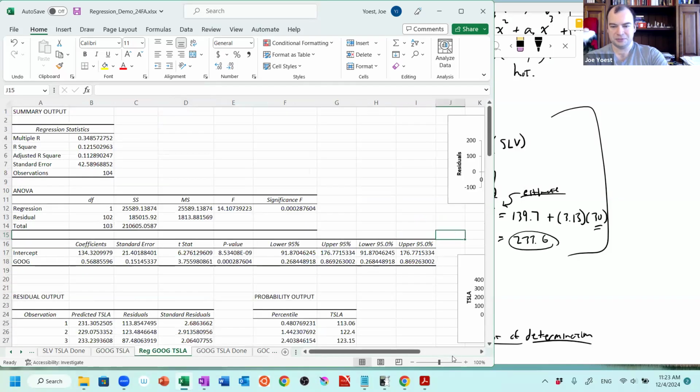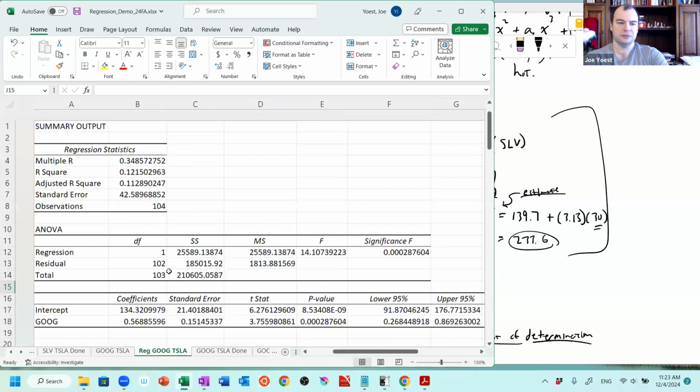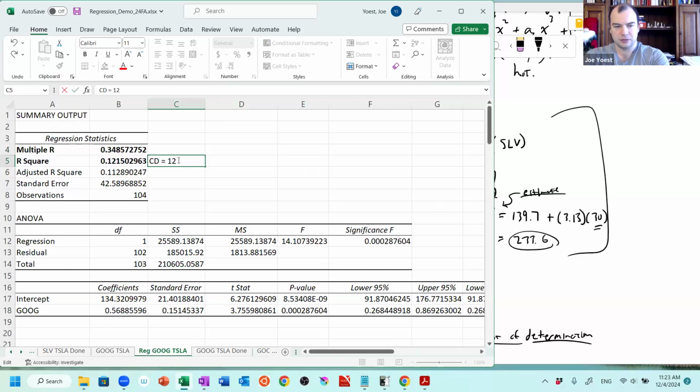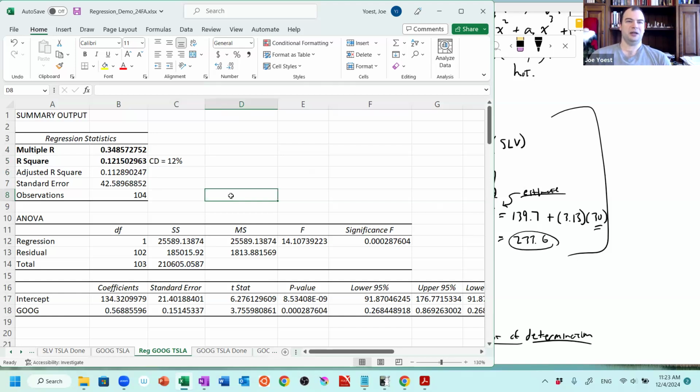When I run the regression, again, I see my two important numbers up here. My R, my correlation, but importantly, my coefficient of determination, the explanatory power of the model, is only about 12%. So if I look at Google's stock price, that is only explaining about 12% of what's happening with Tesla's stock price.